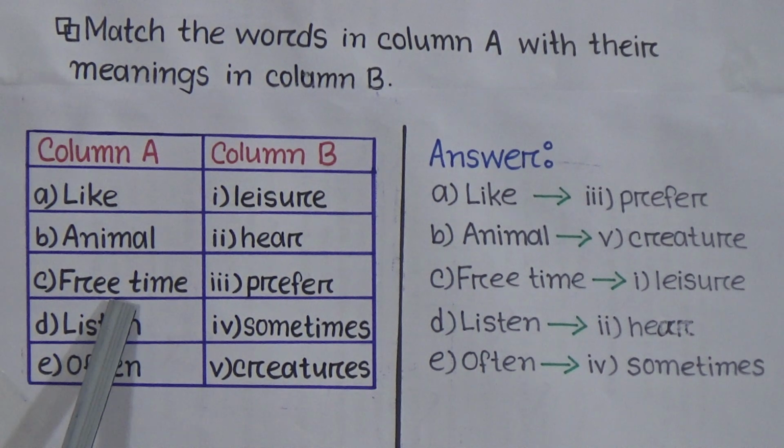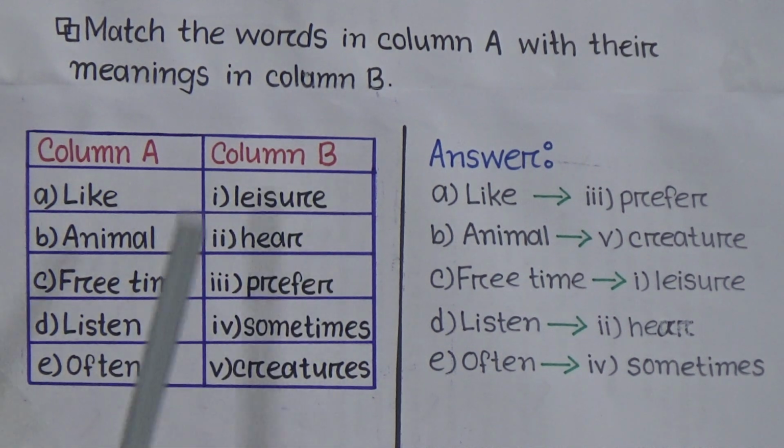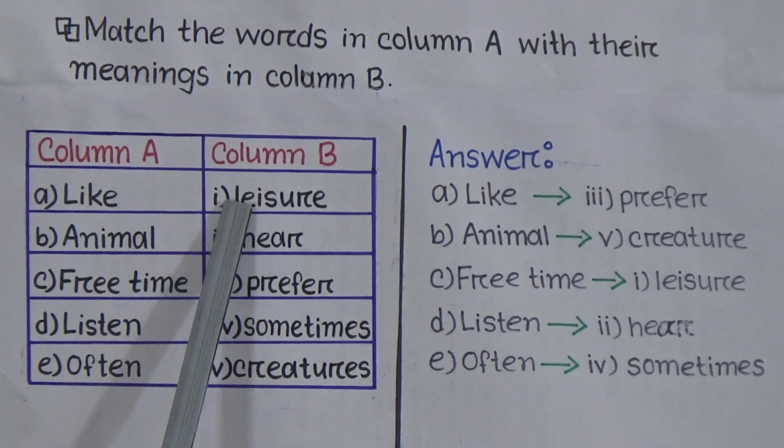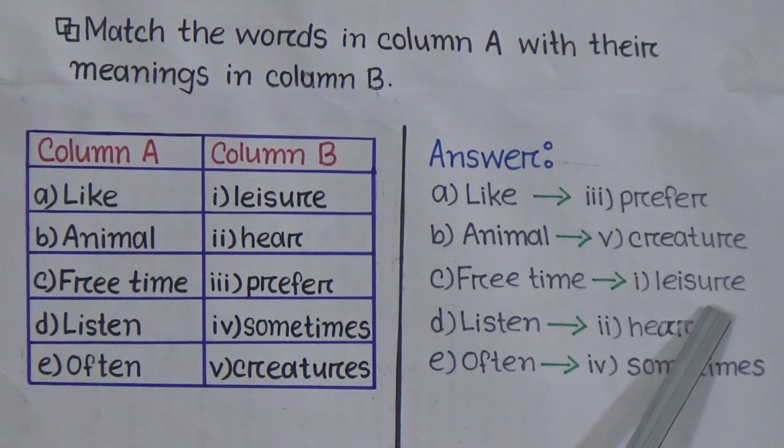Next, free time. Free time means leisure time. When we don't have to do any particular work, we can take rest, we can do anything according to our wish. It is called free time or leisure time. So from column A, it will be C, and from column B, it will be 1. So free time will be leisure time.